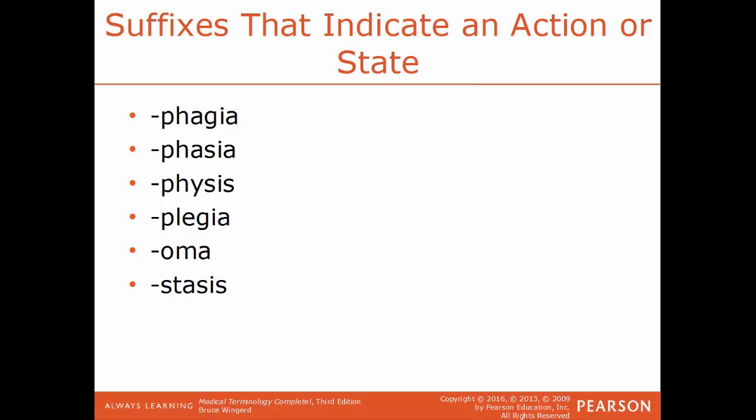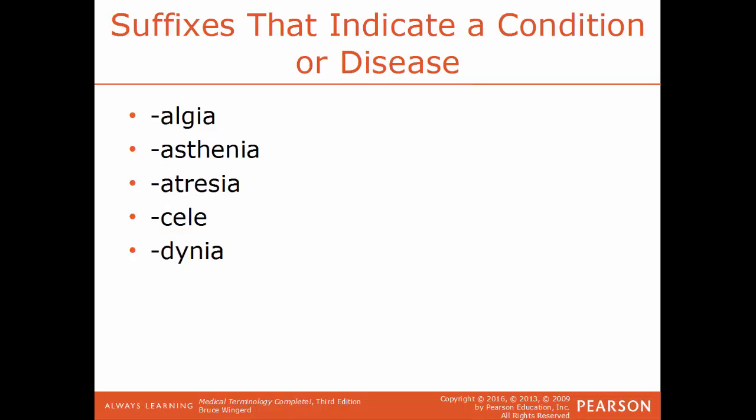Stasis is a reference to stopping a process. So whenever you are cut and you are bleeding, the process of stopping that bleeding is hemostasis. Hemo is a reference to blood. Stasis means to stop. Algia is a reference to pain. Asthenia is a reference to the lack of strength, usually a reference to muscles and how strong or how weak they are. Atresia is a reference to either the absence or the closure of a normal body opening, usually a tube of some kind, such as the fallopian tubes, for example.